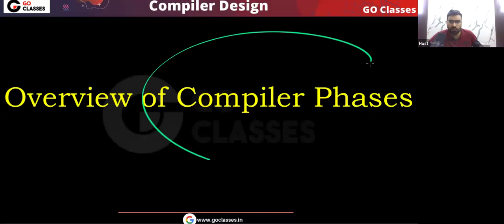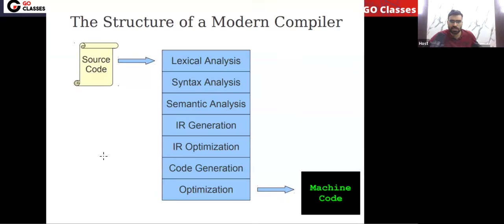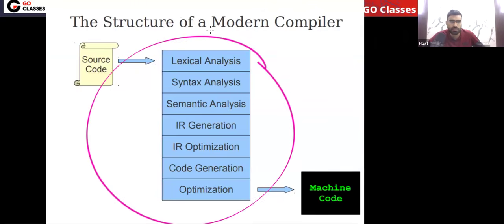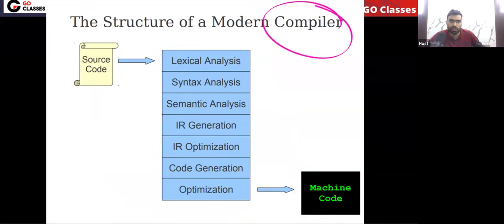Now let's see the overview of compiler phases. So what are the compiler phases? You have already seen that these are the phases of the compiler. A compiler is a big software. This is a very huge software. There are millions of lines of code, or maybe lakhs of lines of code.